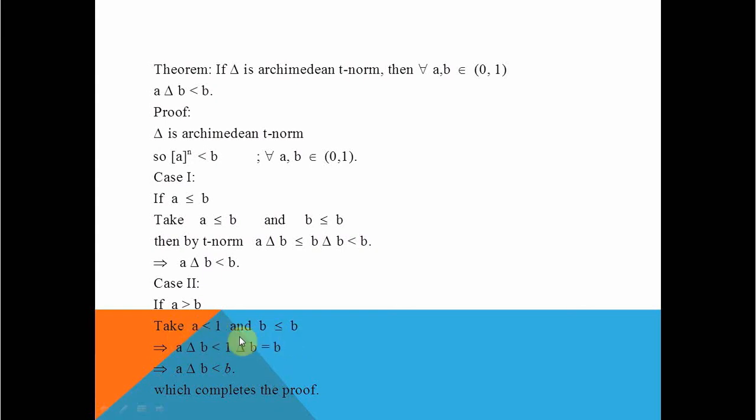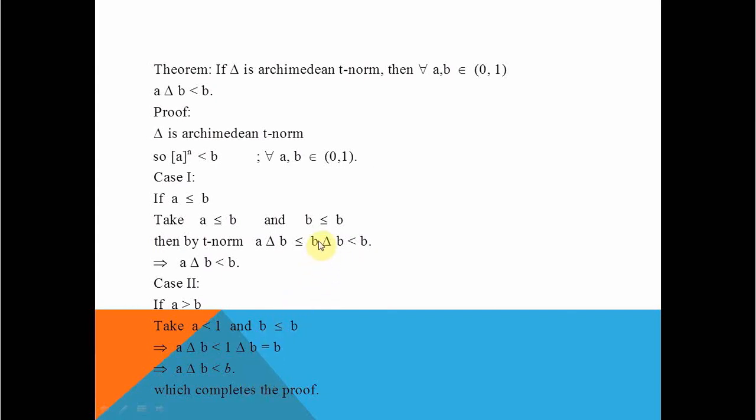Now we apply the fourth property of the T-norm. We see that a delta b is strictly less than 1 delta b, because here it is strictly less. But 1 delta b is always equal to b. This implies a delta b is less than b, which completes the proof. If we take a less than or equal to b, we get a delta b strictly less than b. And in case 2, if we take a greater than b, then again we get a delta b strictly less than b.